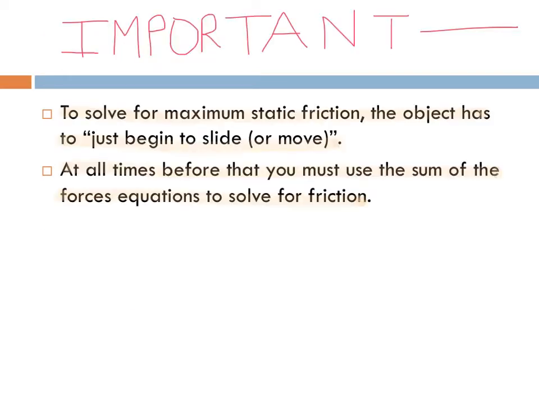So I want to stress these 2 points. To solve for maximum static friction, the object has to just begin to slide or move. You'll see this phrase in a problem, if it's hinting at you, then it's asking for maximum static friction. And all other times before that, you must use the sum of the forces equations to solve for friction. What I mean by that is when we write our sum of the forces, we're writing all of the forces in the x direction, all the forces in the y direction.